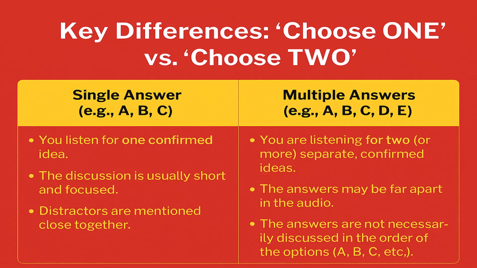Finally, the order is unpredictable. The speaker might talk about option D first, then A, then E. You cannot rely on the order of the options on the page. You have to be flexible and ready to catch the answers whenever they appear.